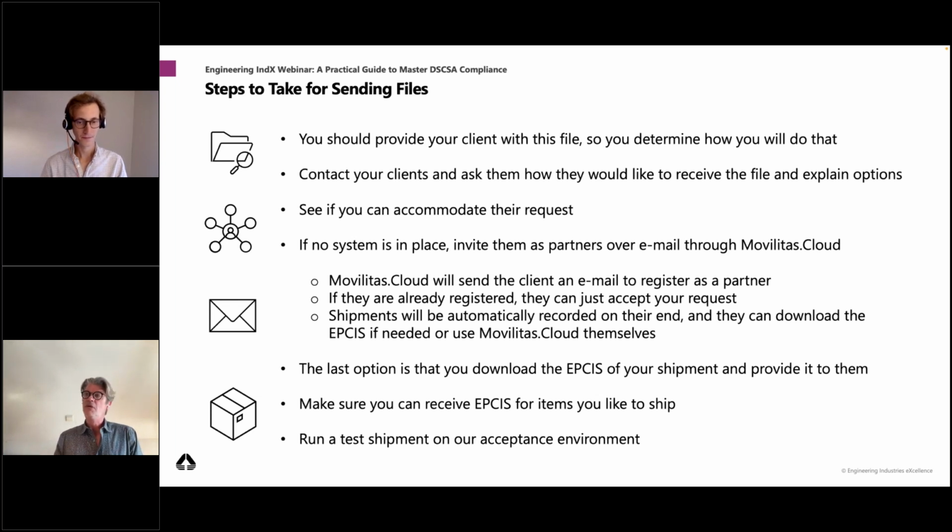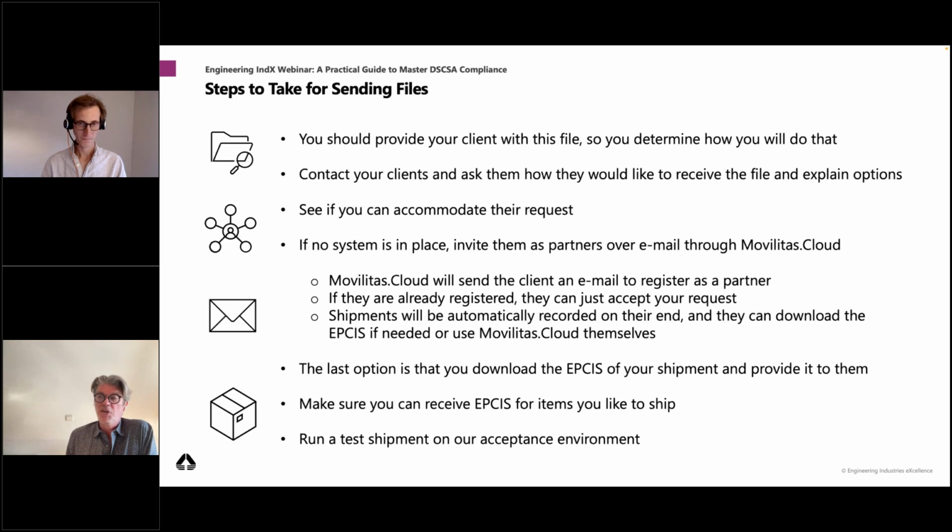If they have no system in place, you can invite them as a partner over our system through email. It's very easy. You fill in their email address, and we send an email straight from the system. If they already registered, they can just accept it. If not, they can register and they don't have to do anything. They can just receive it automatically. And if they want, they can download an IPCS and we generate it on the fly. The last option is that you download an IPCS and you provide it in whatever way they want.